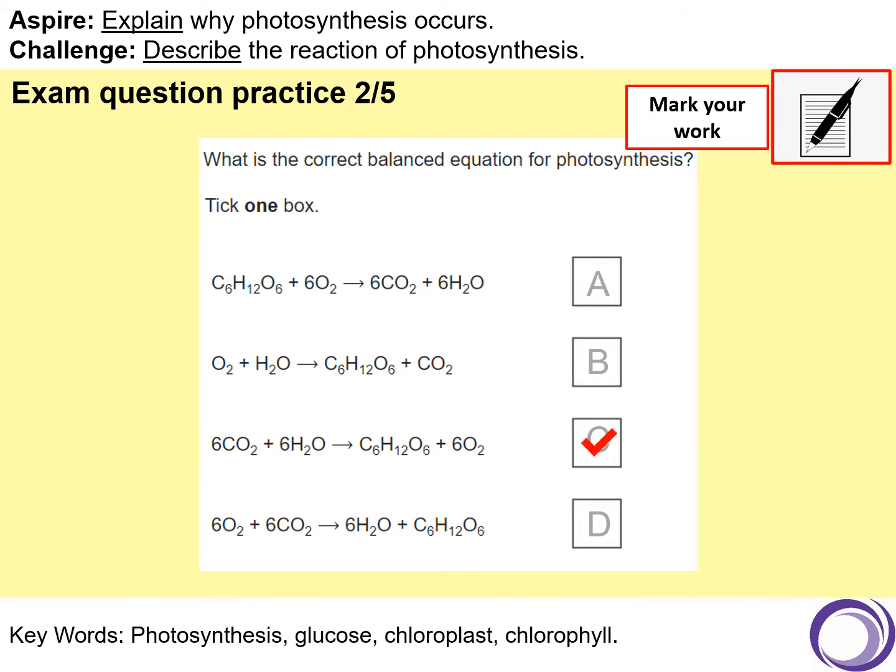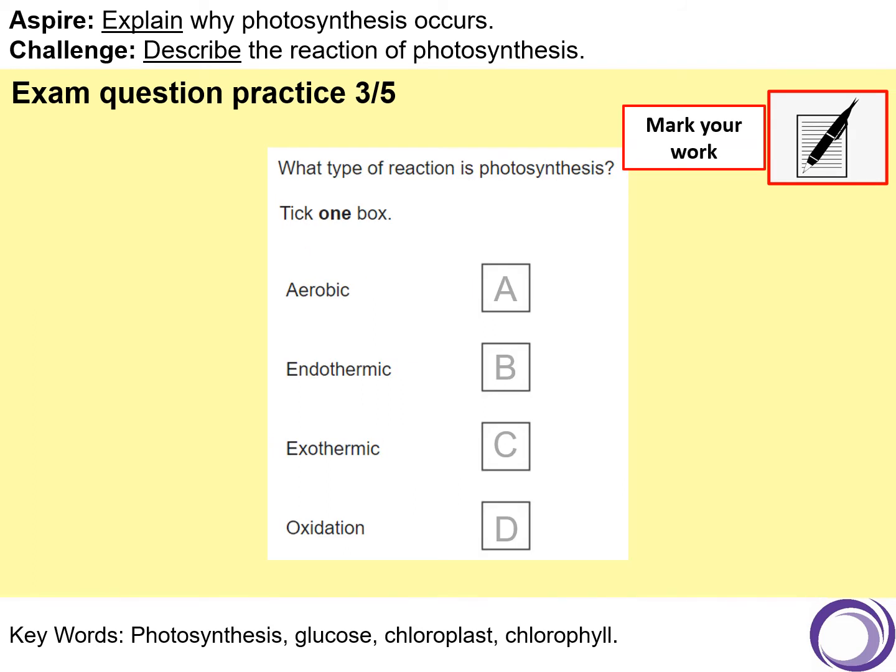Okay, so hopefully you all wrote C. So it's 6CO2 plus 6H2O gives C6H12O6 plus 6O2. Okay, so the next question, what type of reaction is photosynthesis? So aerobic, endothermic, exothermic, or oxidation? So A, B, C, or D? I'm going to give you 15 seconds. Off you go.